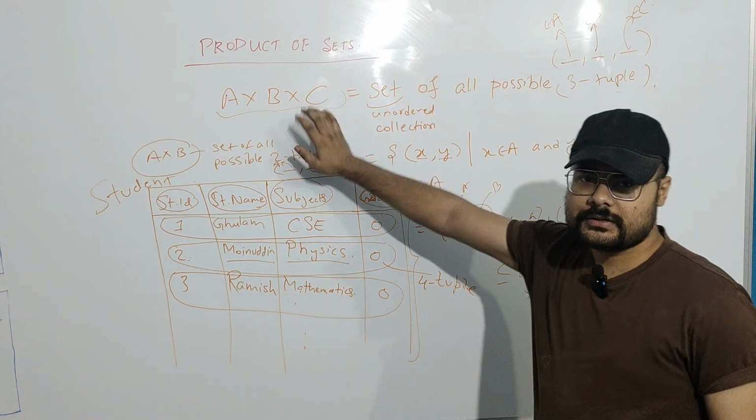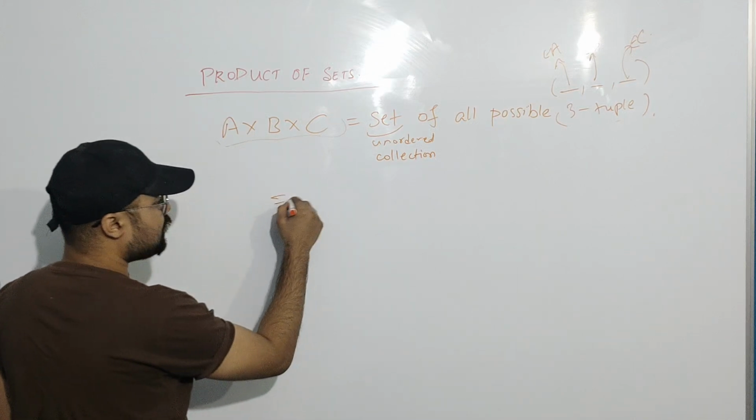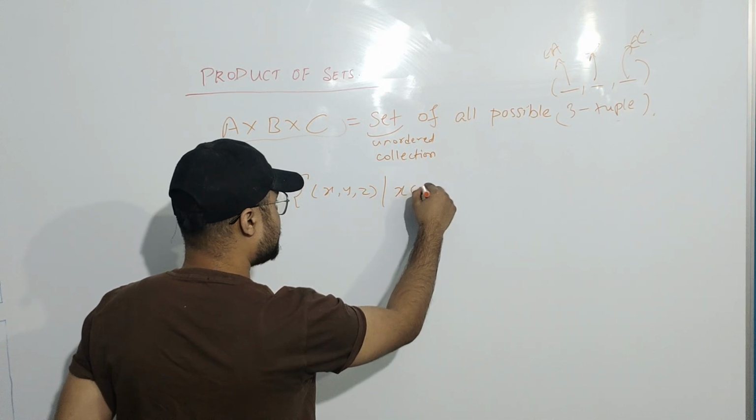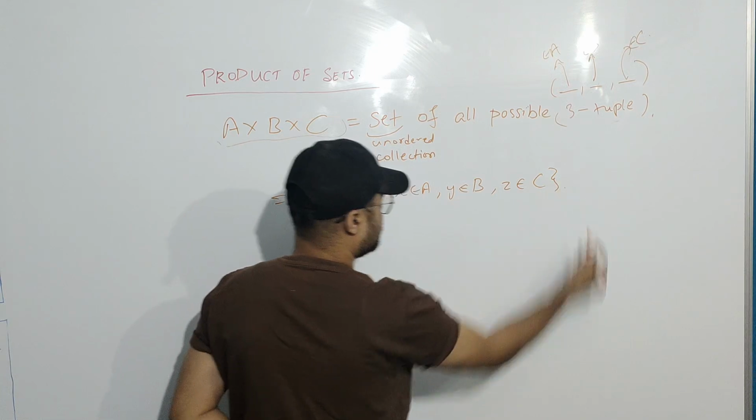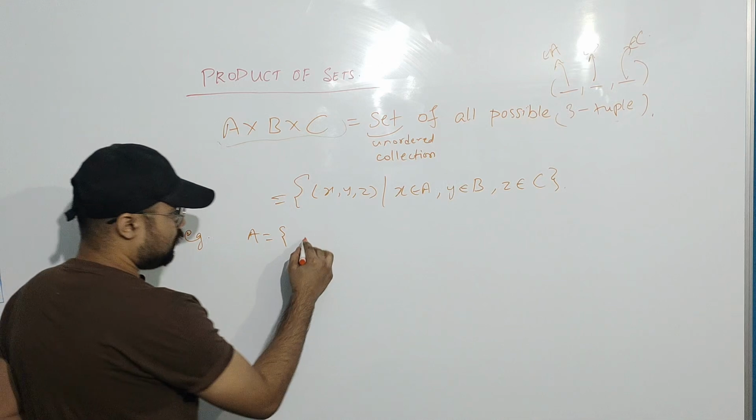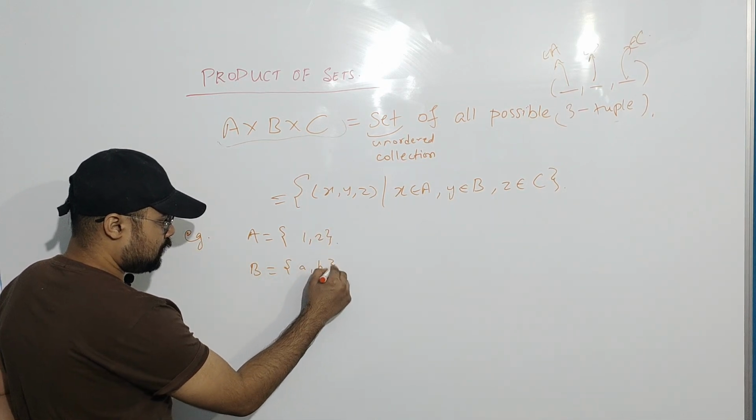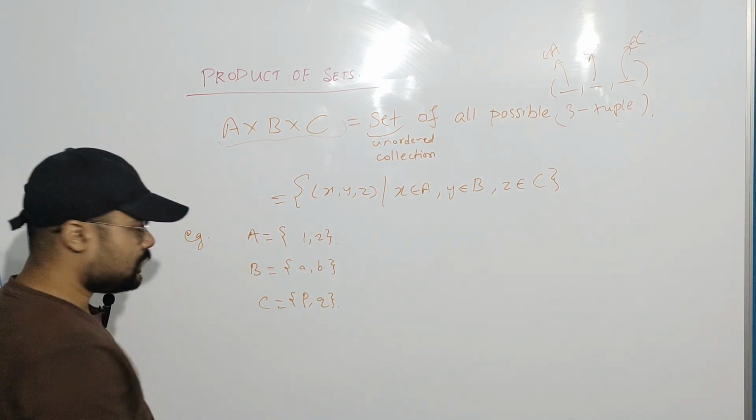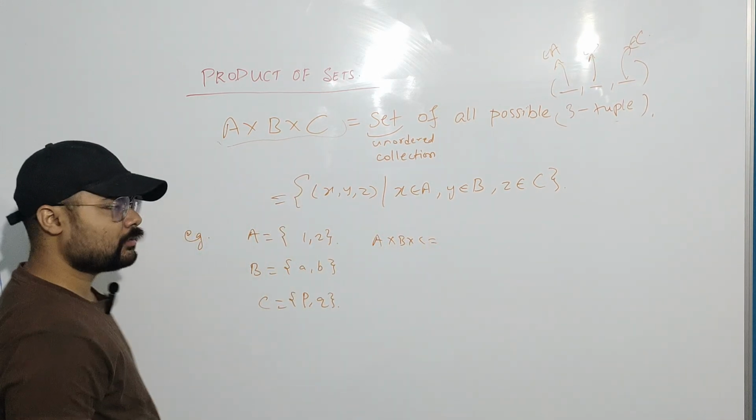Okay, let's complete this set product of three sets. This is equal to nothing but x, y, and z, such that x belongs to A, y belongs to B, and z belongs to C. Let me take one example to explain. Let's take A to be 1 and 2, B to be a and b, and C to be p and q. You will see that the number of elements in A cross B cross C is going to be 8.